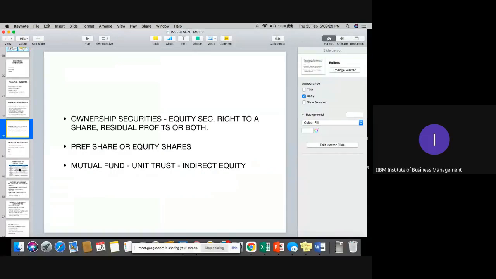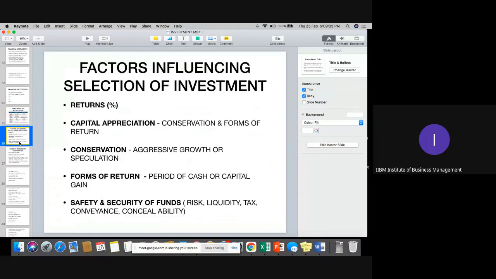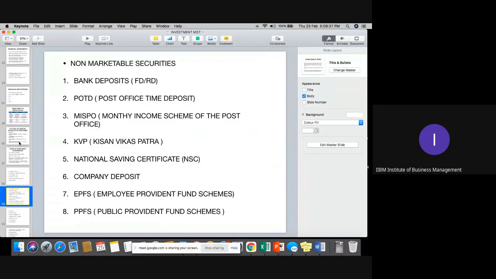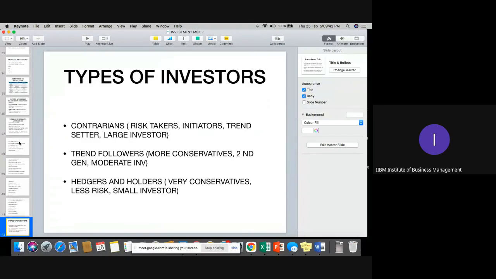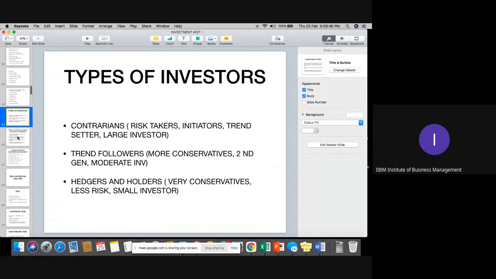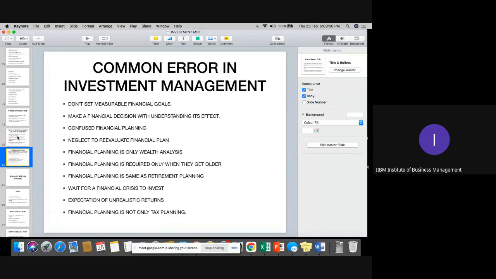We also discussed the difference between investment and speculation, along with different types of investment alternatives as well, when it comes to non-marketable and marketable securities. Fine. Then we also covered the types of investors in the last class, types of investors based on level of research, and the common errors committed by investors in the market when it comes to investment planning.